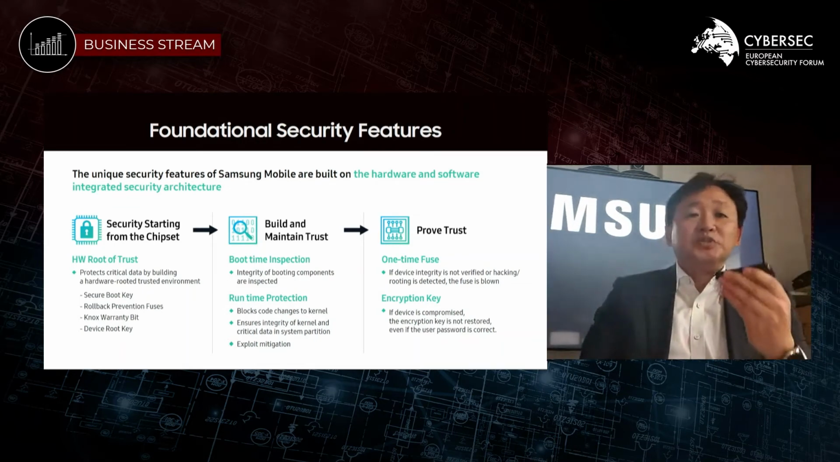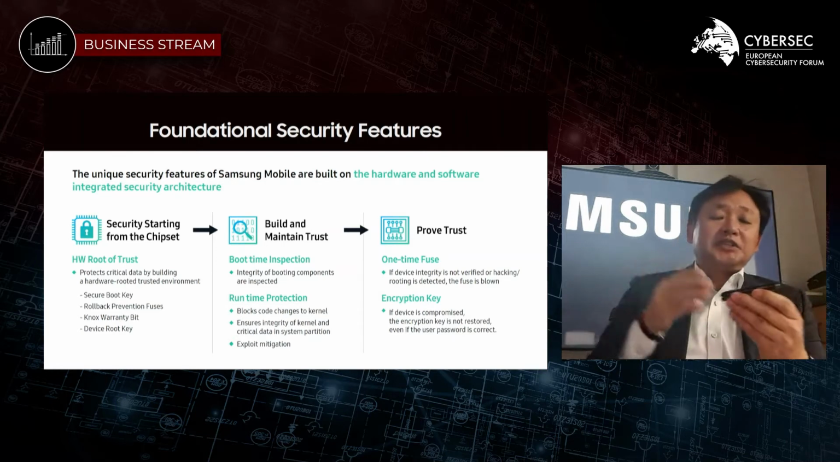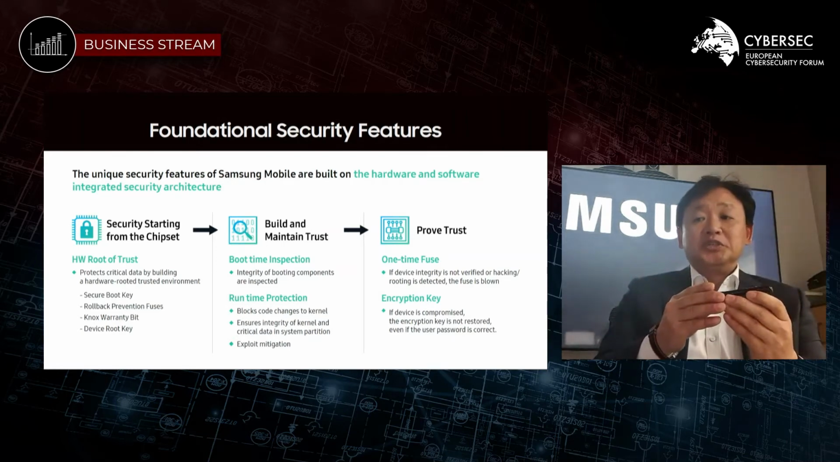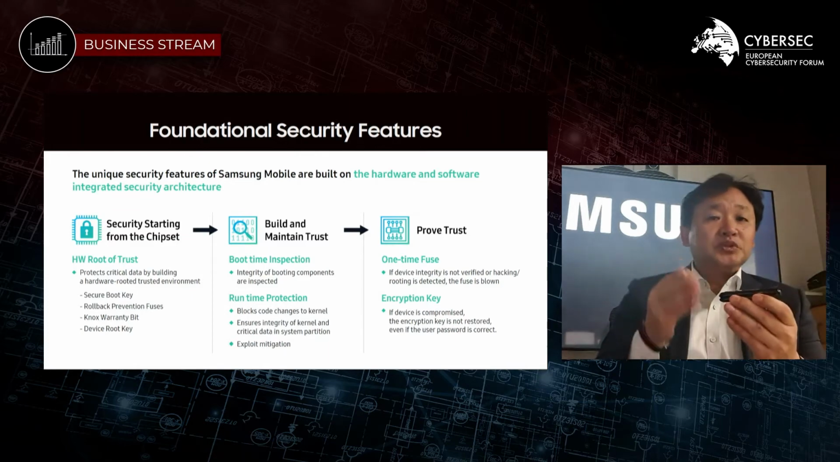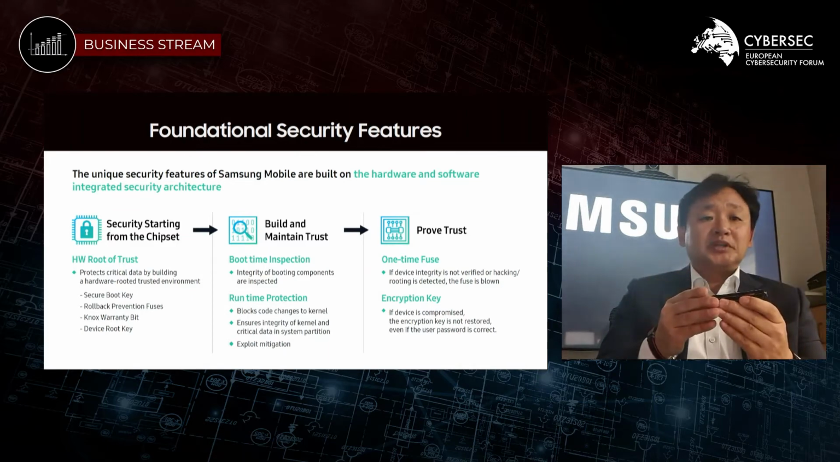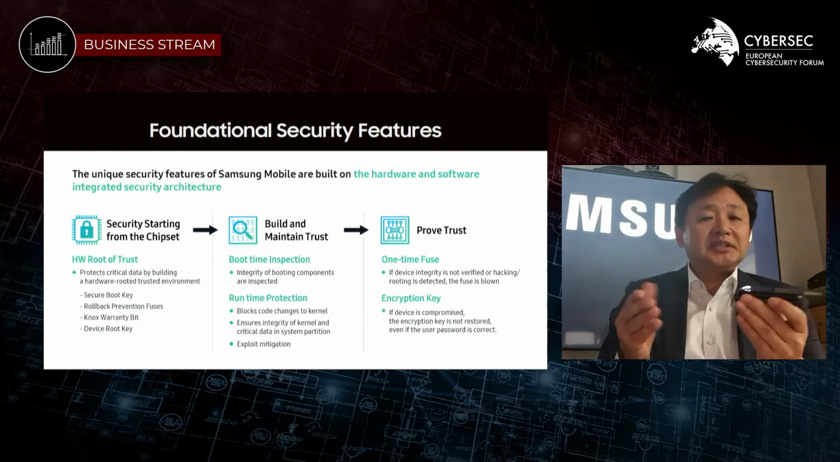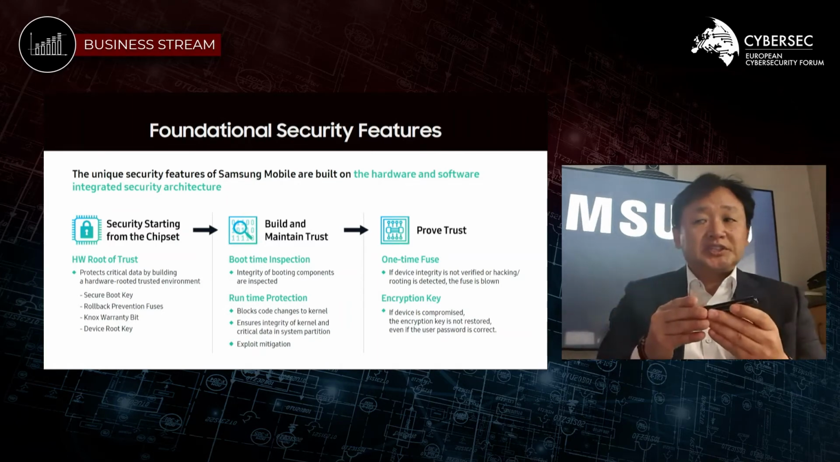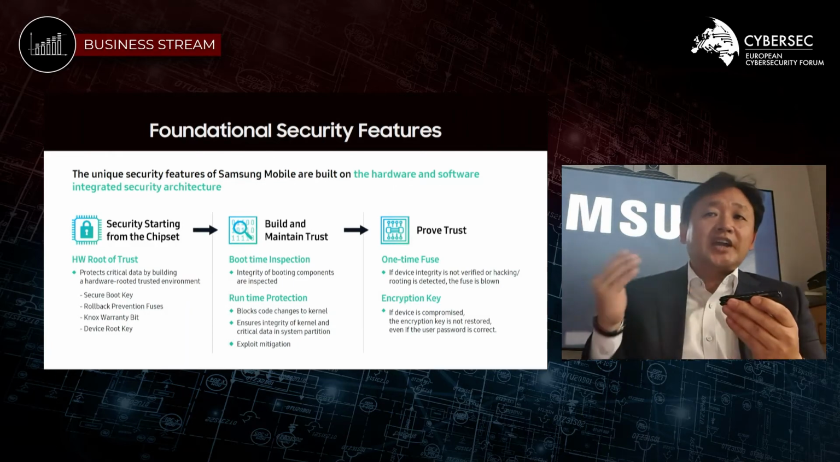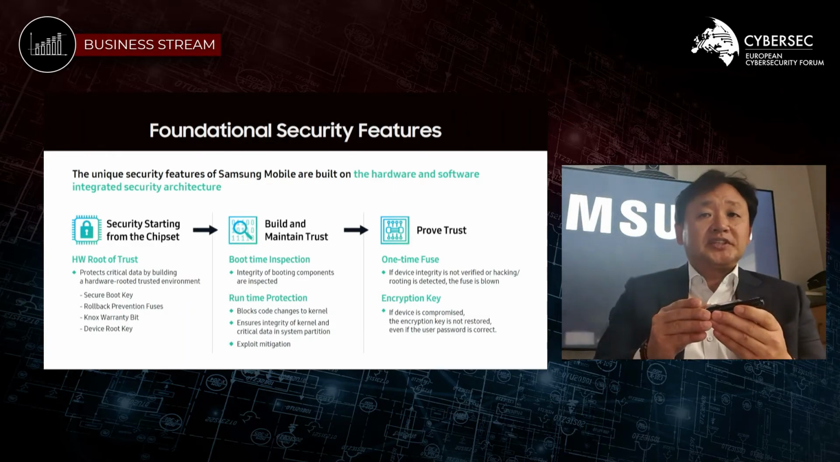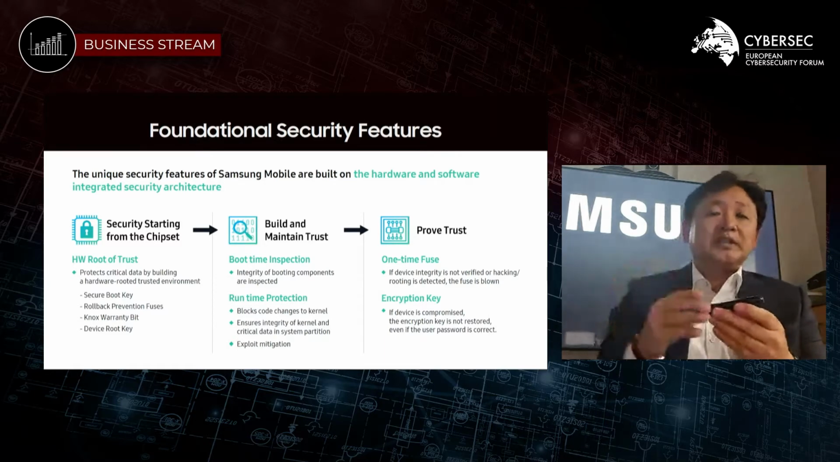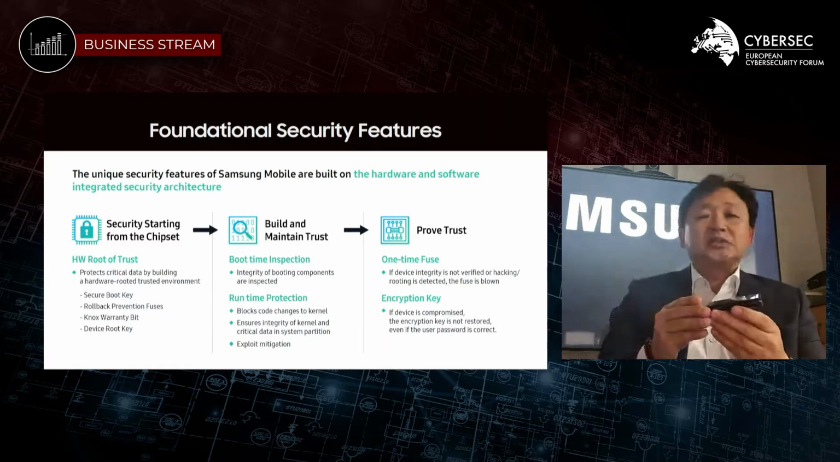Also, after that, you have to prove the trust. In other words, if the integrity has been tampered with, then your device will be vulnerable. So you have to prove the integrity has not been tampered with, using some kind of one-time fuse. In some cases, if the device is compromised, the encryption key is not restored, even if the user password is correct. Such foundational security features are necessary, so we are building hardware and software integrity security architectures to provide robust and secure devices to customers.